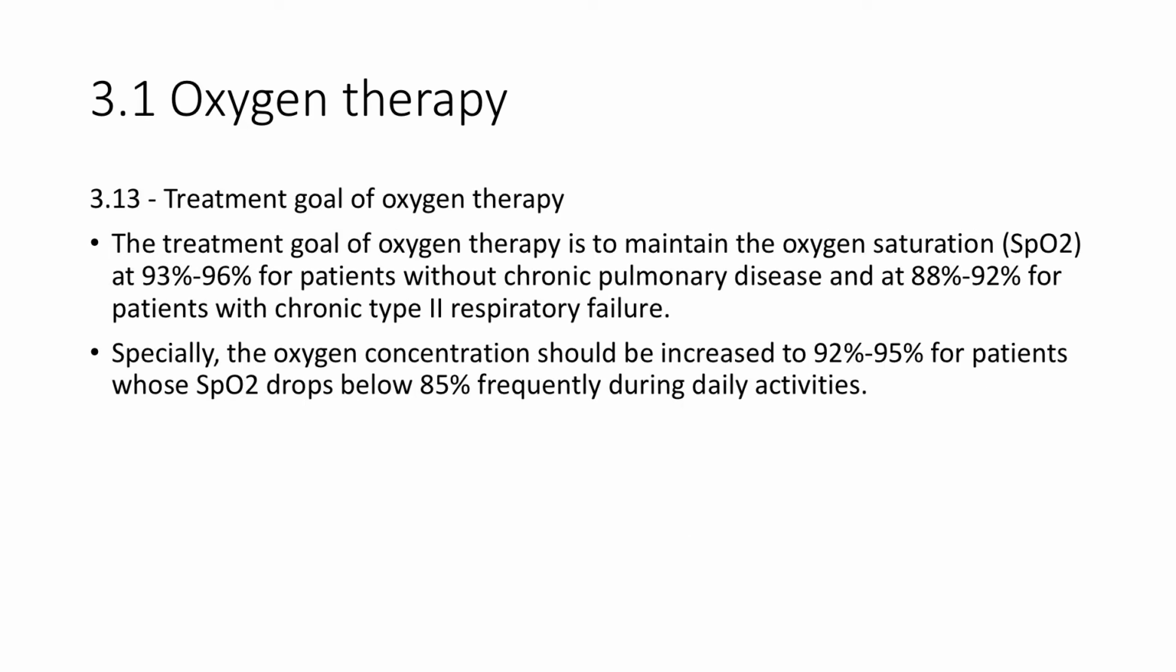3.13 Treatment goal of oxygen therapy. The treatment goal of oxygen therapy is to maintain the oxygen saturation SpO2 at 93 to 96% for patients without chronic pulmonary disease and at 88 to 92% for patients with chronic type 2 respiratory failure. Specifically, the oxygen concentration should be increased to 92 to 95% for patients whose SpO2 drops below 85% frequently during daily activities.